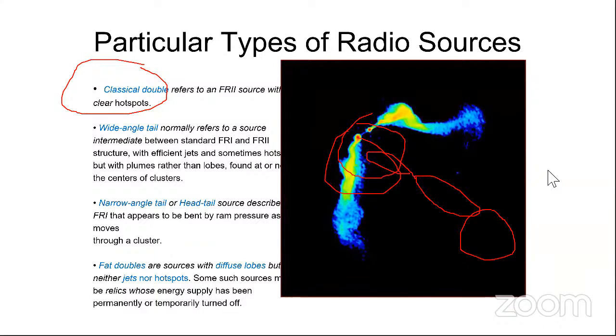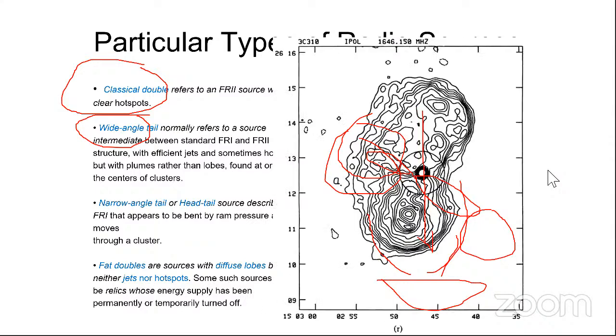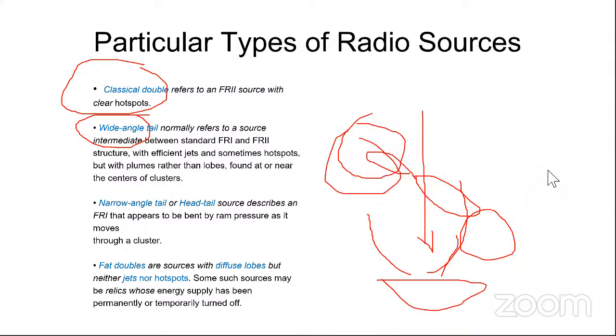This is what you call the wide angle tail source. You can see that the lobes are quite open. This is narrow. Look at it here. This is very beautiful. This is 3C175. So it's like if this source is moving, and because it is moving, it should have been curved by the motion. So it is like moving and there's nothing. There's no ram pressure here to be able to stop it. But this ram pressure is bending the jet of this beautiful FR1. And you can see also what you call this fat double. So you see nothing, it's just one fat lobe or whatever. So as you can see, we have different types.